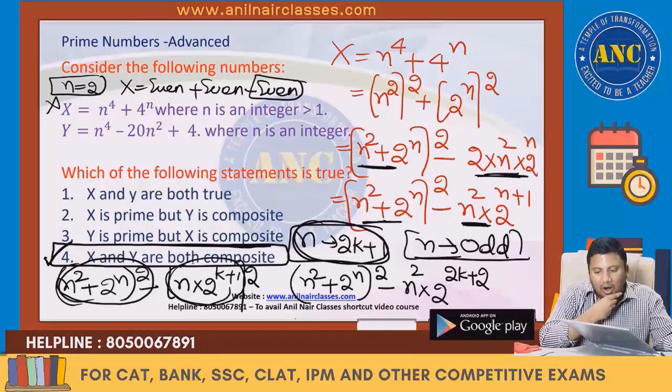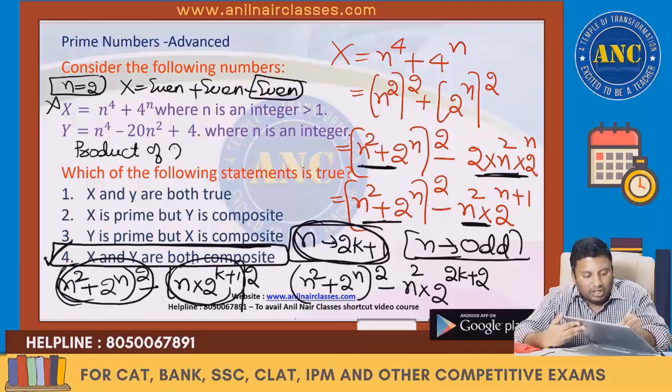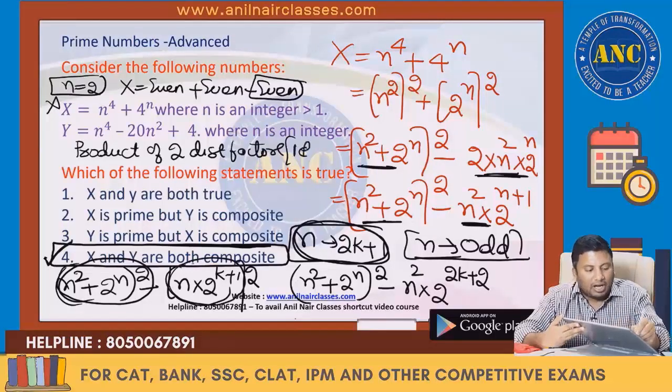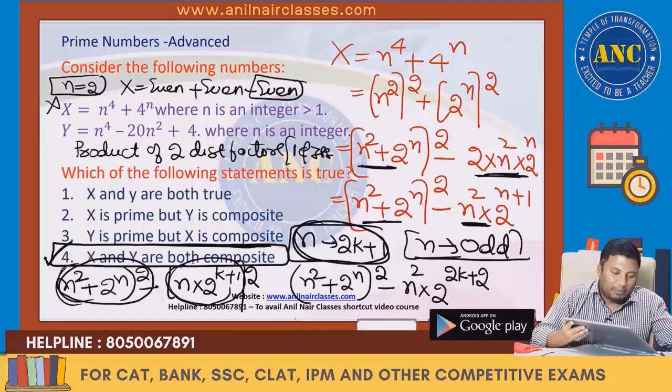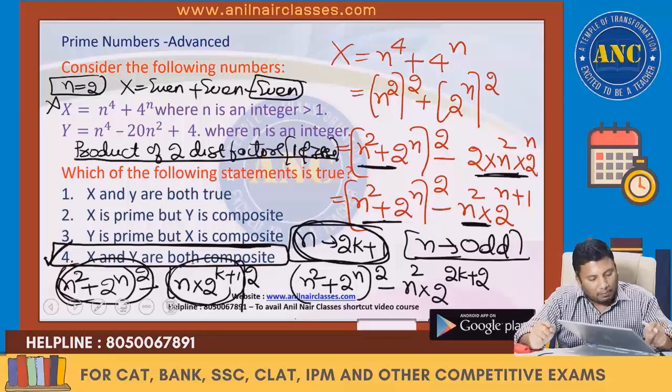X and y, how to decompose the number into a product of two distinct factors. The entire idea is to write this number as a product of two distinct factors, that is one and itself. If you are able to write it, then the number is a prime number. If you are unable to write it, then the number is a composite number. Answer for this question is x is composite, y is composite.